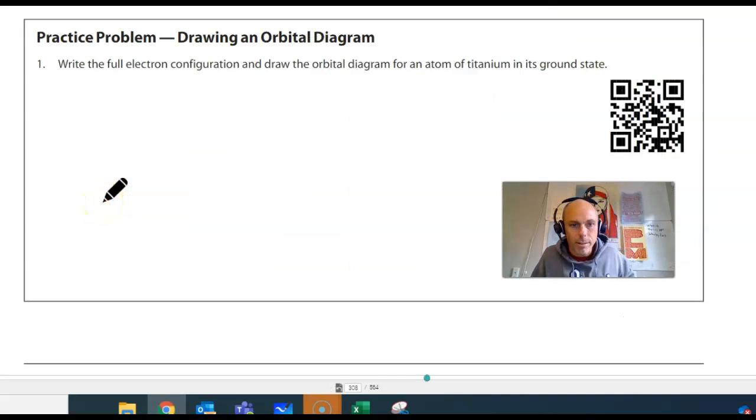So we're being asked to write the full electron configuration and draw the orbital diagram for an atom of titanium in its ground state. Titanium. The first thing you want to do is get out your periodic table. Try to do this with a periodic table that doesn't have the blocks on it, and write out the orbital diagram and electron configuration for titanium, and also do the core notation, to get a chance to practice that. Come back when you're done, and see how your solution compares to mine.